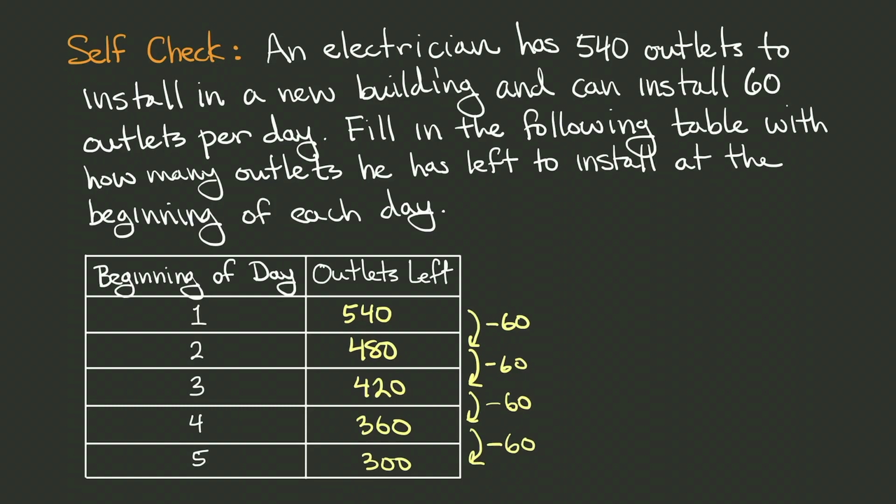This is linear change, because we're adding or subtracting the same amount each time, but it's also going to be decay because the amount is decreasing. We're subtracting the same amount each time.